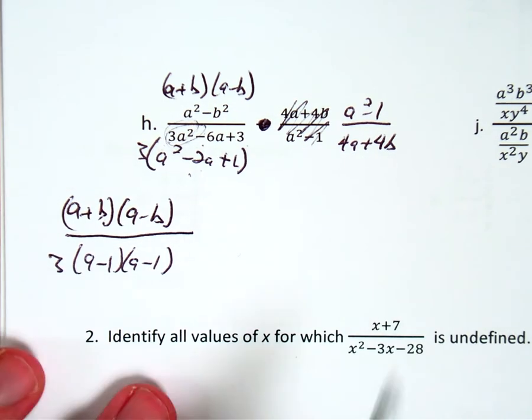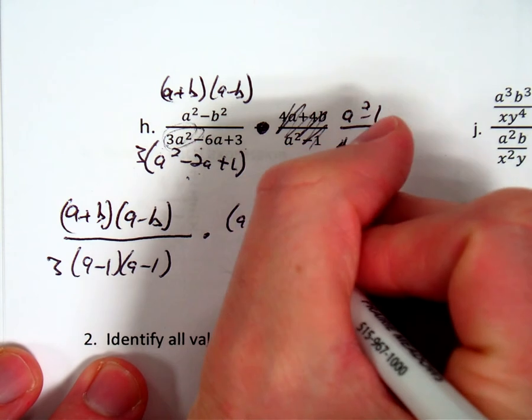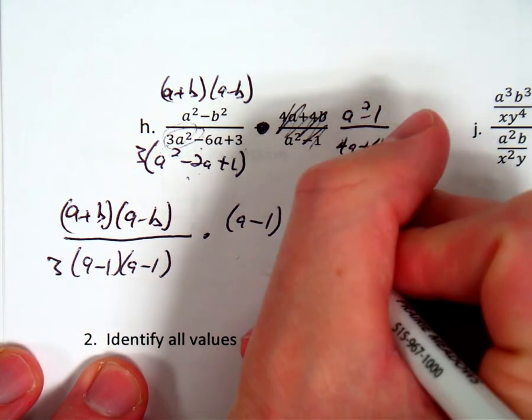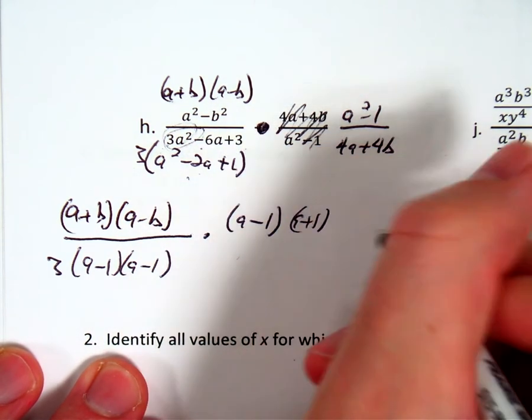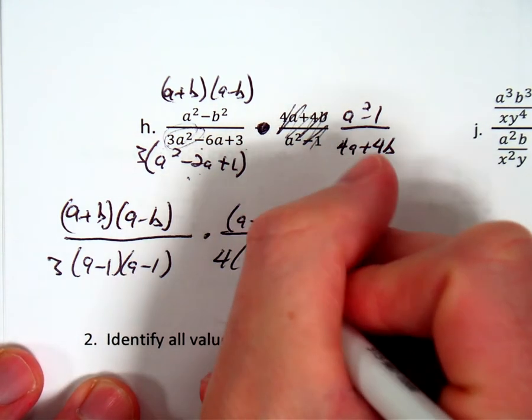A squared minus 1, that's a difference of squares. Again, doesn't matter which one goes first. A minus 1, a plus 1. And on the bottom, we're just going to take a 4 out in the front. A plus b.